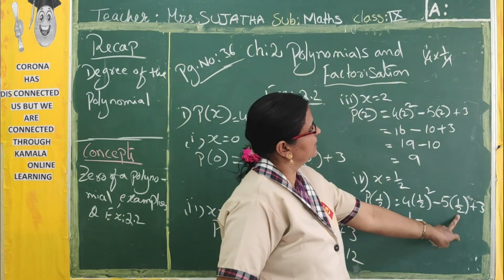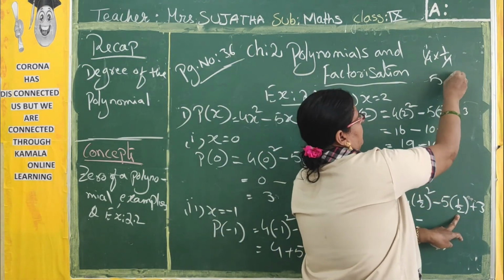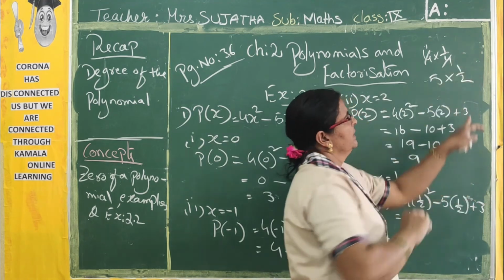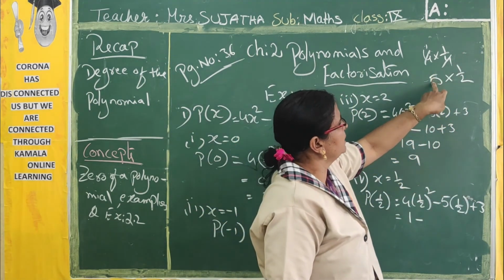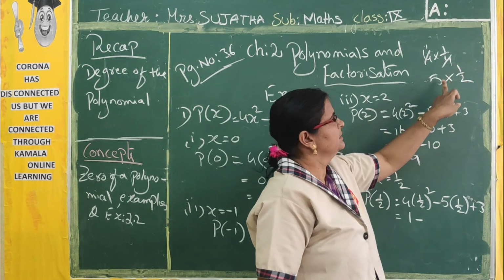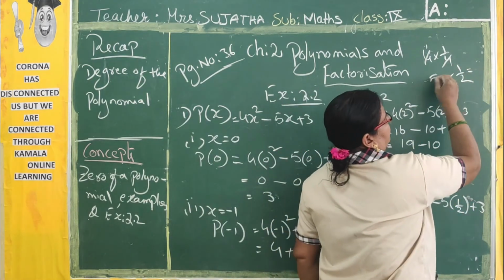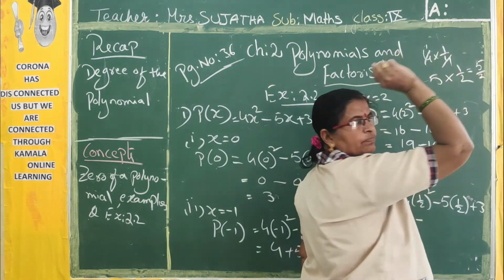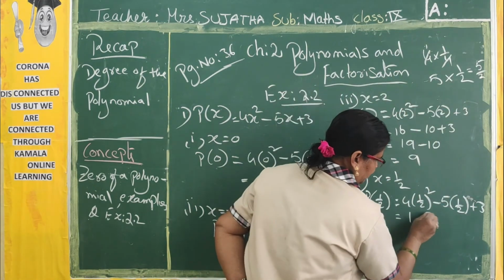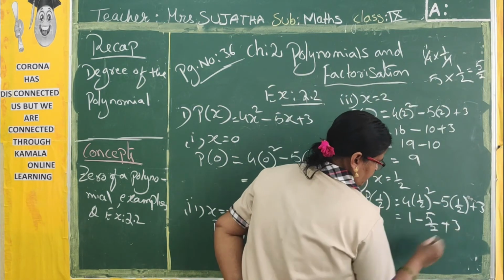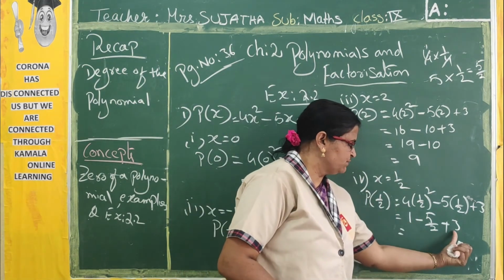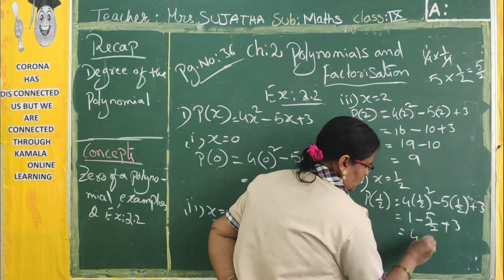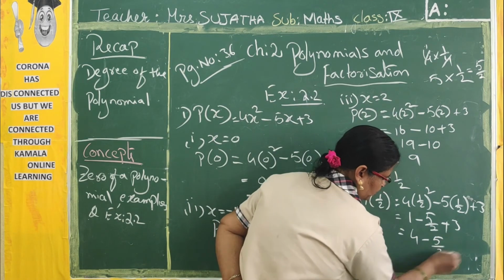Now, how will you multiply 5 into 1 by 2? Is any cancellation possible? No. So you have to multiply numerator into numerator. That is 5 ones are 5, so 5 by 2. Now, 5 by 2 plus 3. First, add the plus numbers: plus 1 plus 3 is 4. So 4 minus 5 by 2.